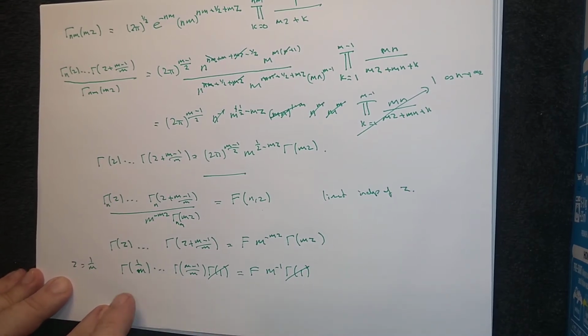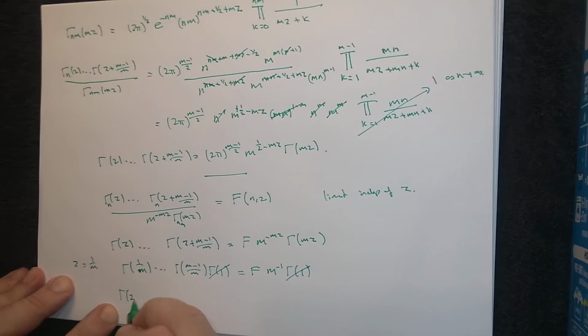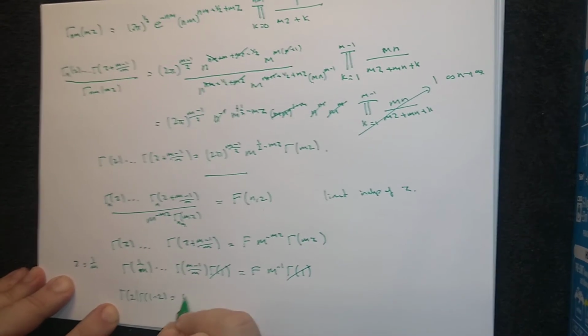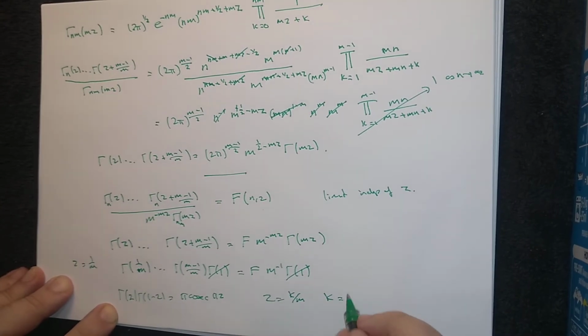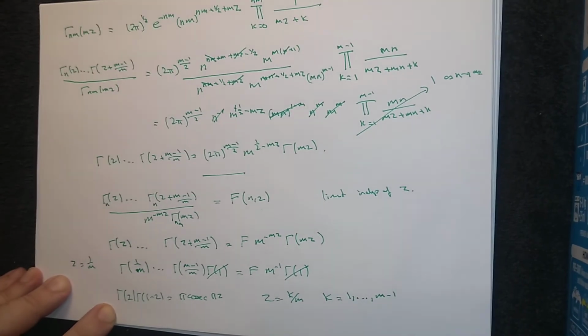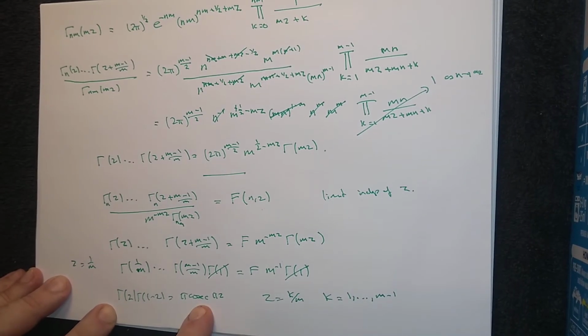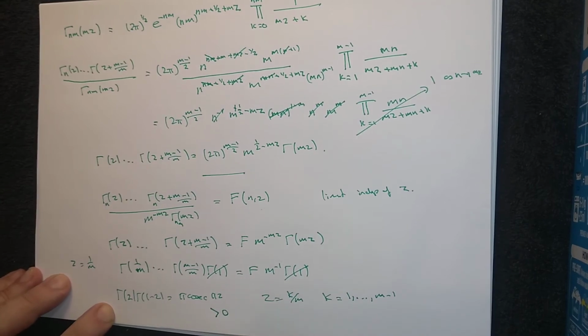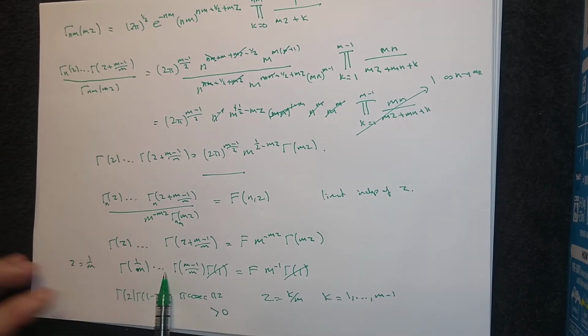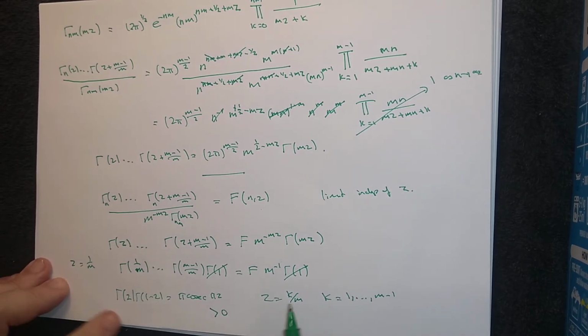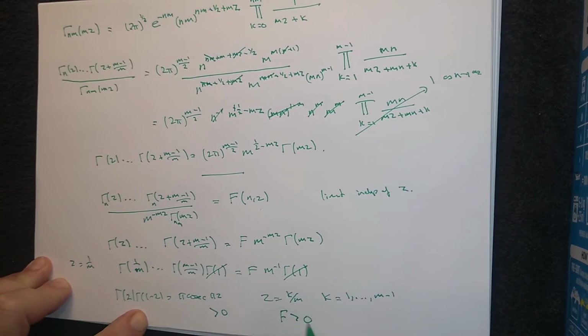Okay, we're going to use gamma z, gamma 1 minus z is pi cosec pi z, with z equal to k over m for k equals 1 up to m minus 1, and so this term is greater than 0. So in here you can pair up individual ones. You might have an odd one in the middle, which will give you gamma half, which is root pi, which is greater than 0. So actually we know that f is greater than 0.